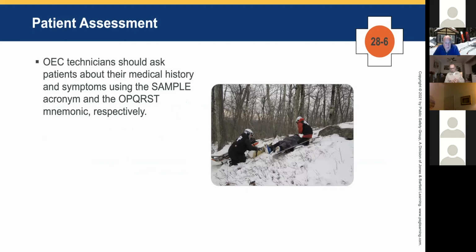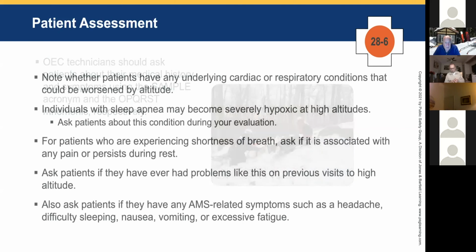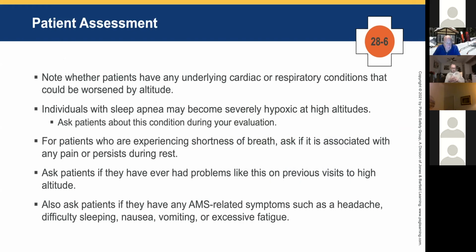Again, we should be looking at the medical history, SAMPLE, and the PQRST mnemonic respectively. Whether patients might have an underlying cardiac or respiratory condition could be worsened by altitude. Individuals with sleep apnea, they say, may become severely hypoxic at high altitudes. Ask the patient about this condition during your evaluation.